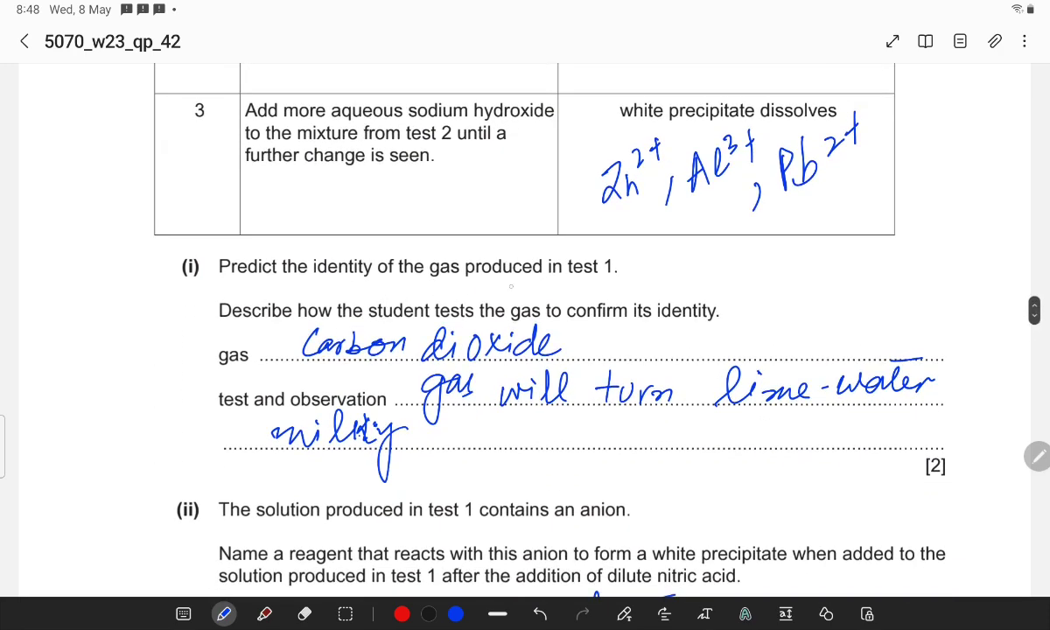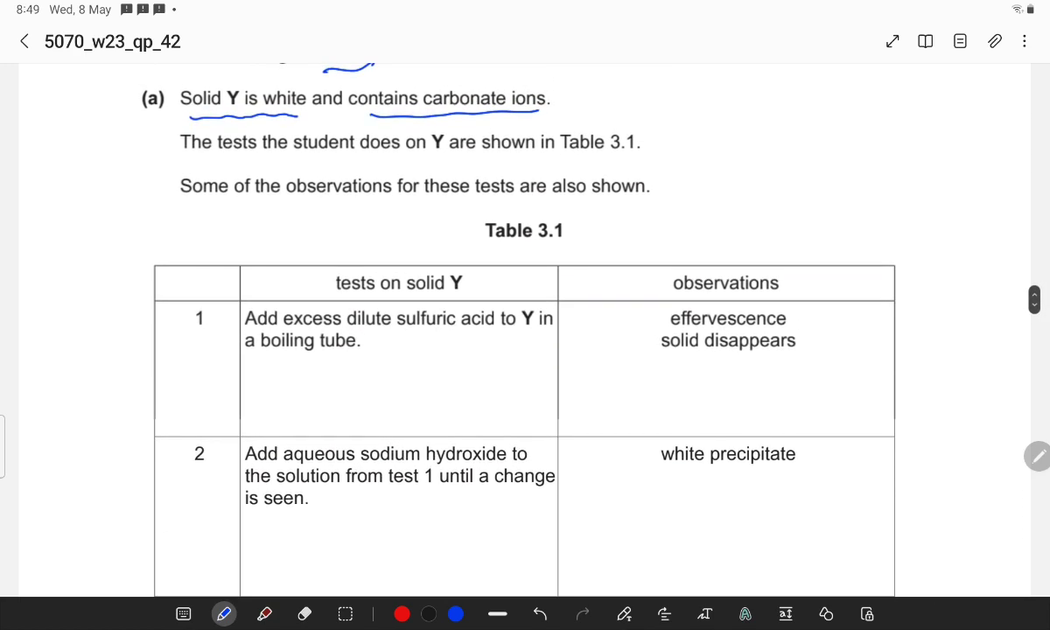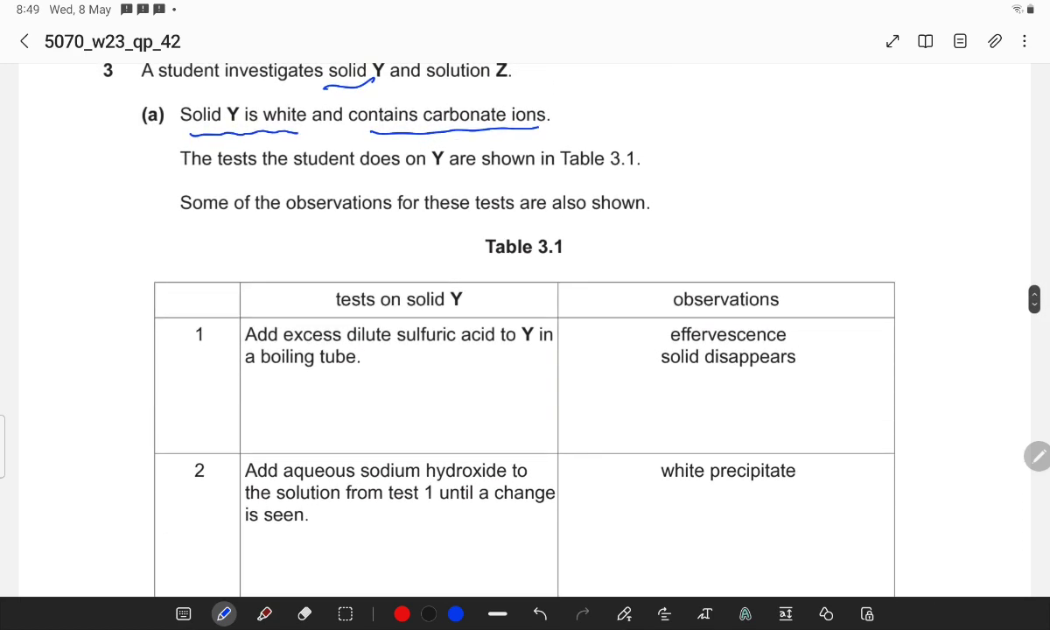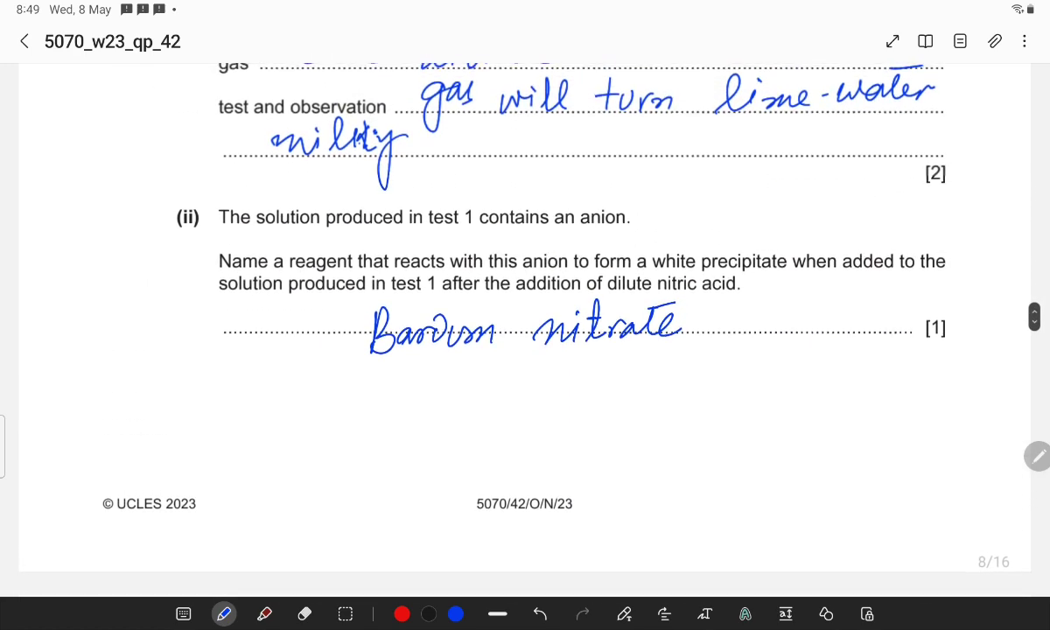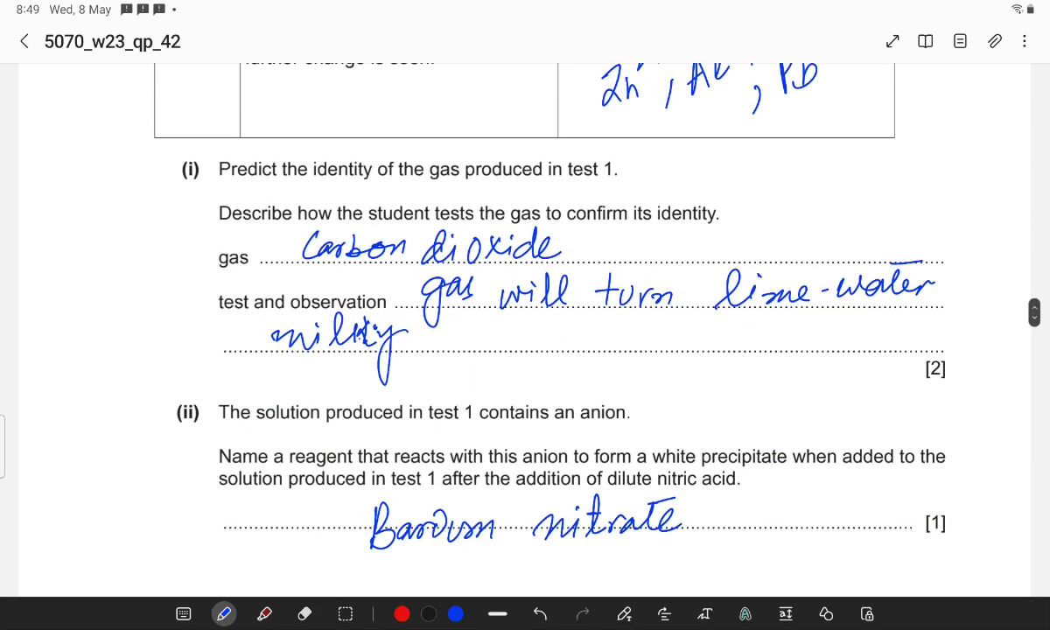Predict the identity of the gas produced in test 1. Describe how the student tests the gas to confirm its identity. The gas is carbon dioxide because carbonate ions are present. If carbonate ions are there, it will definitely be carbon dioxide with the addition of dilute sulfuric acid. The gas is passed through lime water, and it will turn lime water milky.